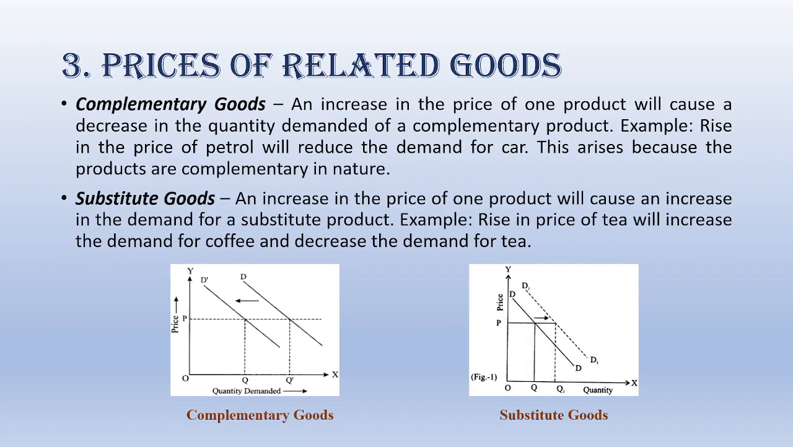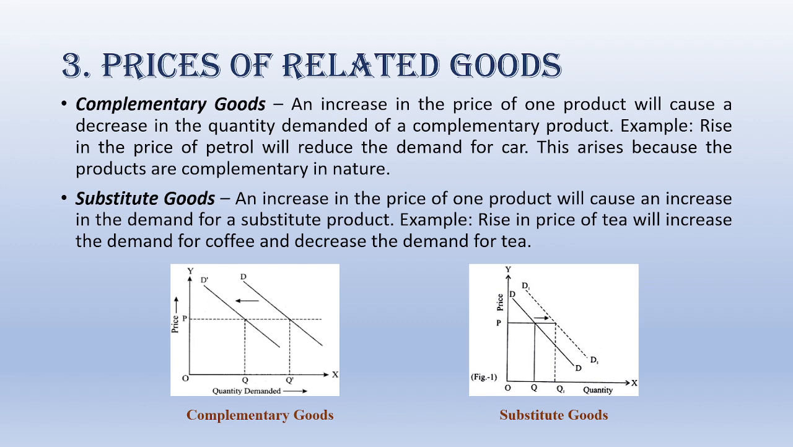Third is the price of related goods. As I have briefly discussed, related goods are of two types. One is complementary goods. Complementary goods are those goods which complete each other, which are incomplete without each other. In this case, we can say car and petrol. These two things are complementary goods. Without one, the other is incomplete.